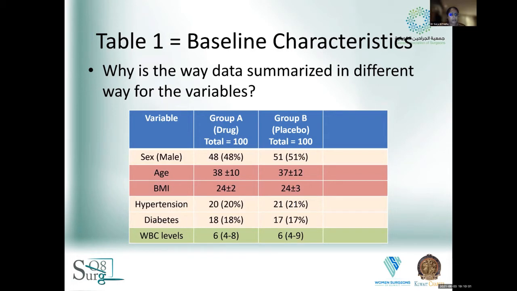One thing to bear in mind is, why is the way this data is summarized different for different variables? In our example, I highlighted similar variables in similar colors. If you notice, for gender, like male, I have numbers and percentages. Similar for hypertension and diabetes. When you look at age and BMI, you have a number plus and minus sign, so it's basically the means. And then for WBC levels, I have a number 6 and then a range of values. And the question is, why are they presented differently in these tables?